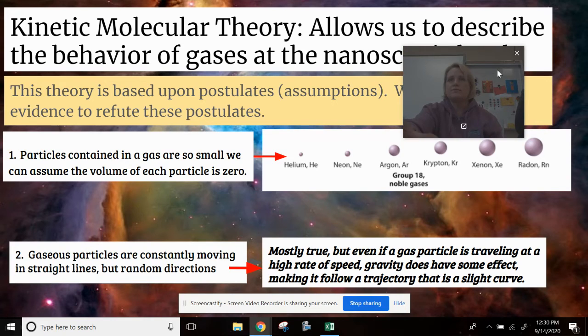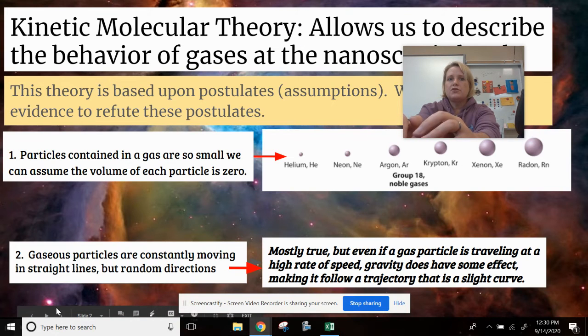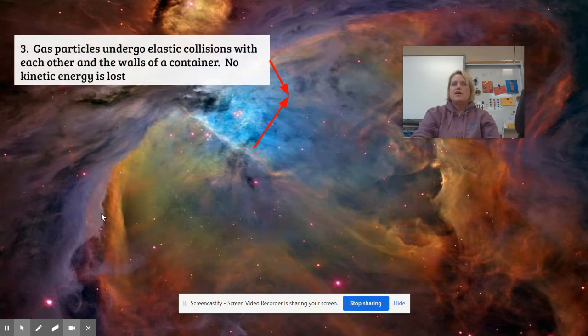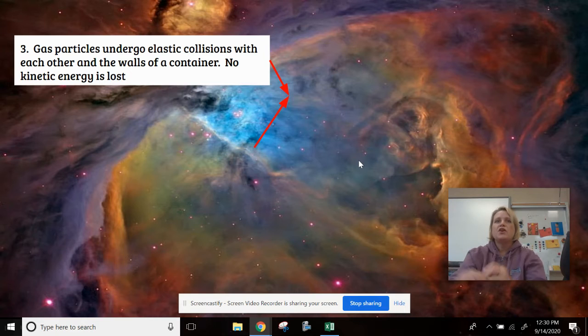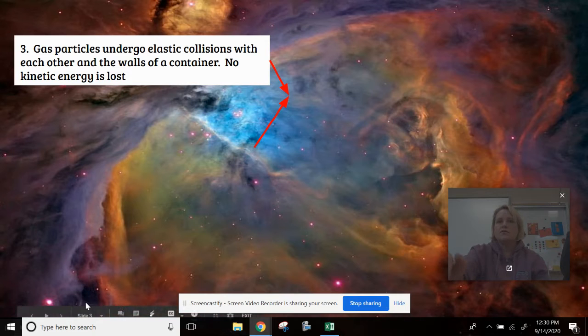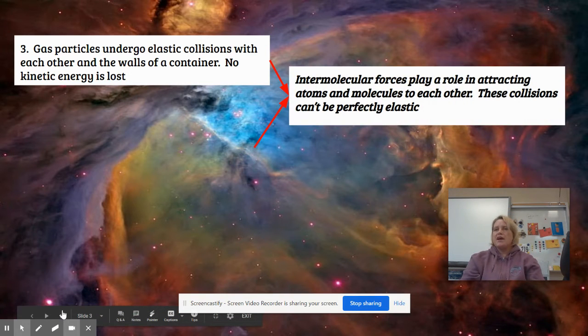Postulate number 3. Gas particles undergo elastic collisions with each other and the walls of the container. No kinetic energy would be lost. Well, we also know that gas particles, just like molecules, contain intermolecular forces that play a role in attracting atoms and molecules to each other. So if they have a role of attracting those atoms and molecules to each other, those collisions can't be perfectly elastic because energy is going to be transferred from one of the particles to the other.